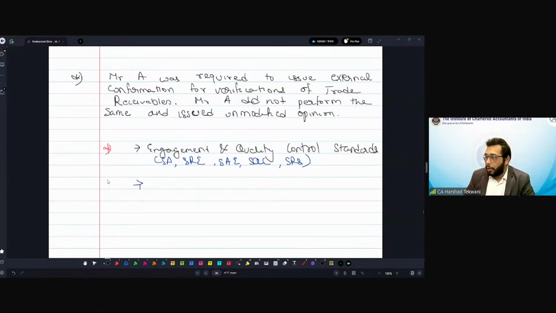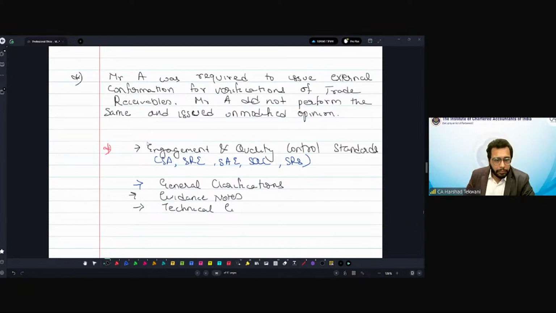Number 2, apart from generally accepted procedures of audit, apart from engagement and quality control standards, you have general clarifications issued by the council, then you have guidance notes, you have technical guides, you have practice manuals issued by the institute from time to time.